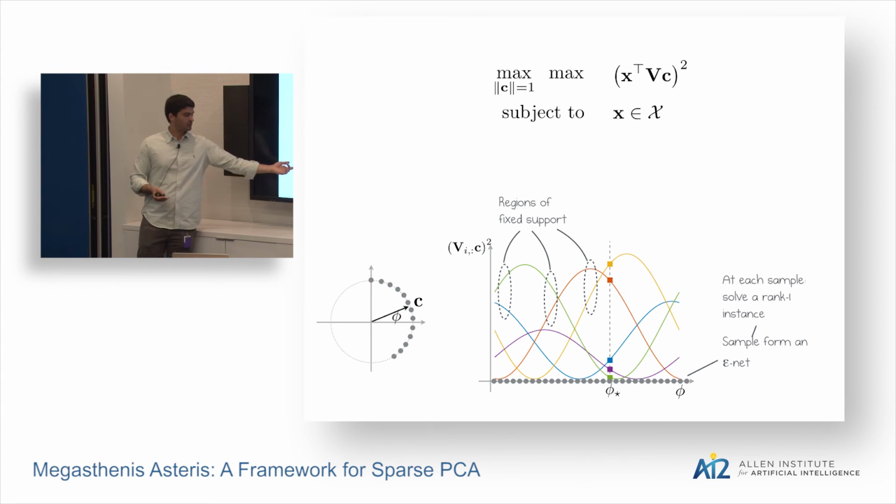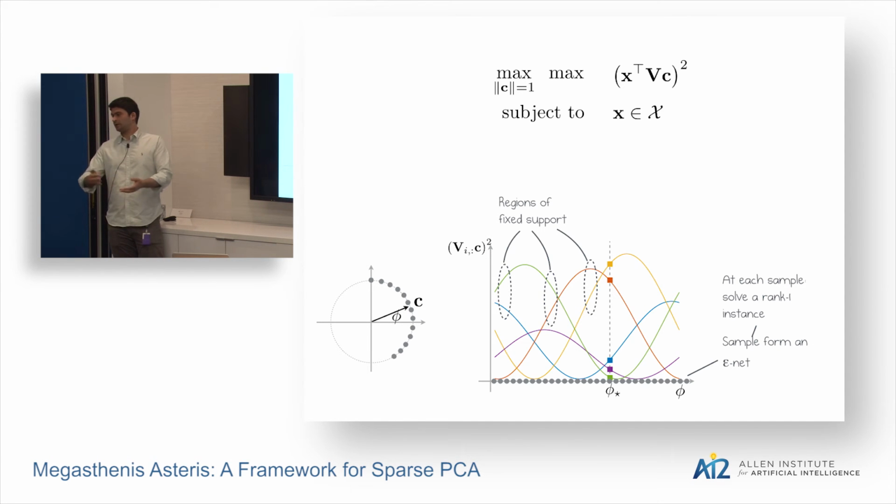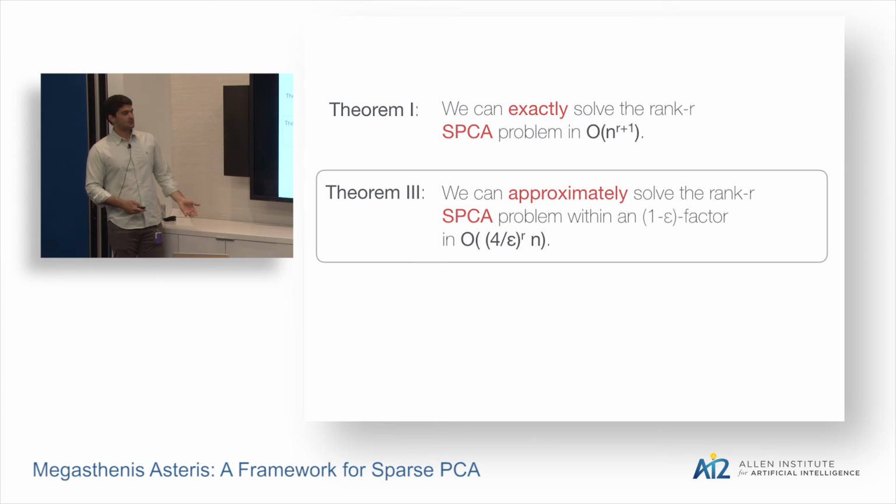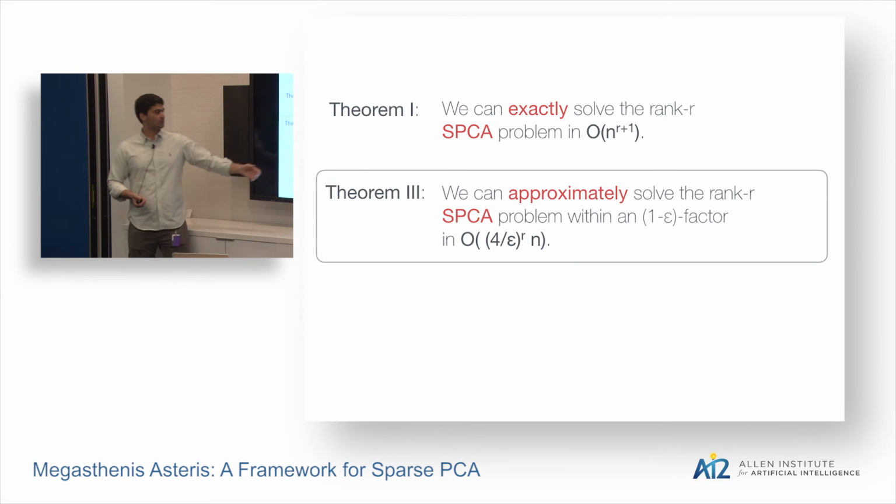But another thing we could do is exploit the fact that this vector C lies in a low-dimensional space. So we could just go ahead and exhaustively sample. Given some parameter epsilon, we can create an epsilon net in the two-dimensional unit circle. And we can do that in the higher dimensional case for general rank R also. Then for every sample C, we fix C, we solve the rank 1 problem, and we get a candidate. Then we just, again, output the best candidate. So this gives us a way to get an approximate solution for the rank R sparse PCA problem, which always lies, in terms of the objective function, within a 1 minus epsilon factor from the optimal. And what we have accomplished is to move this exponential dependence on R from the dimension n to a constant factor 4 over epsilon.